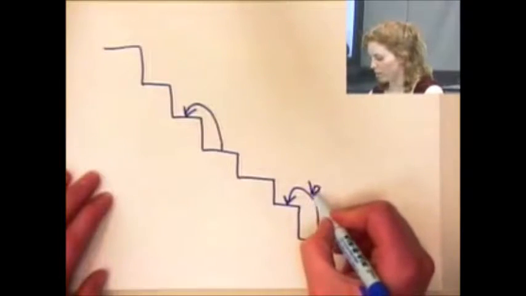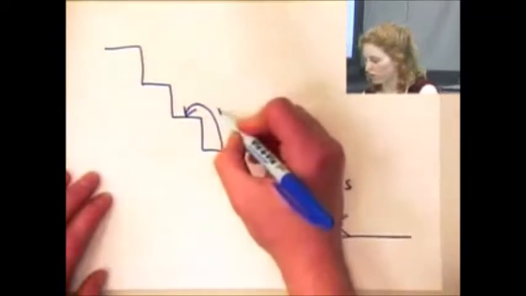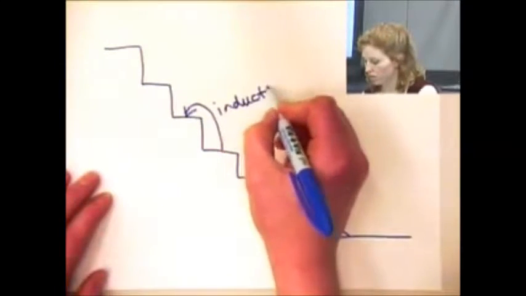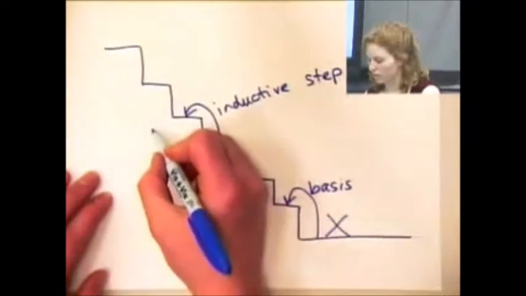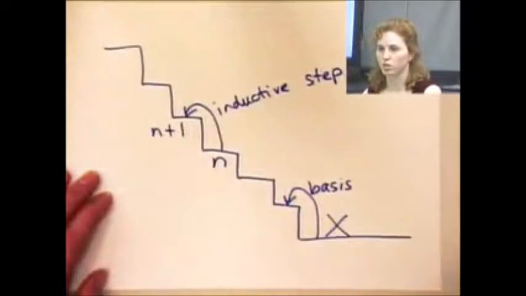Basically, they have to get on the first step. Let's say this would be my basis. And this is called the inductive step. So in the inductive step, I assume I'm at the nth step, and I prove that I can get to the n plus first step.